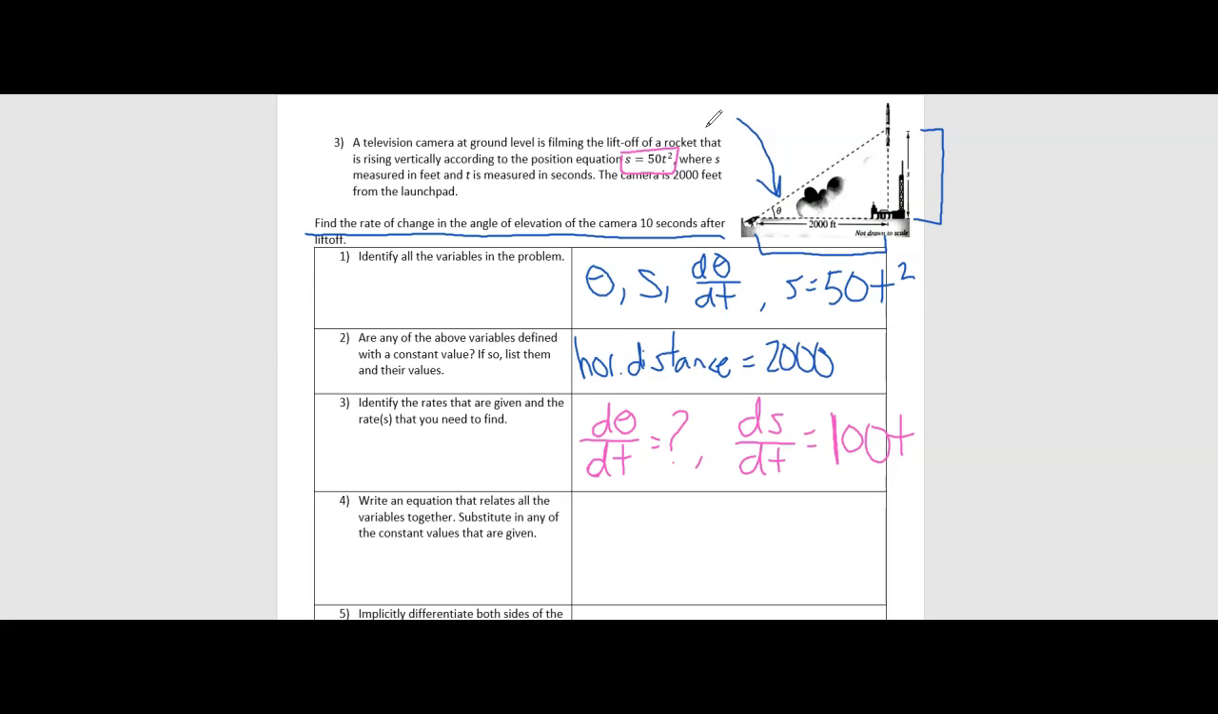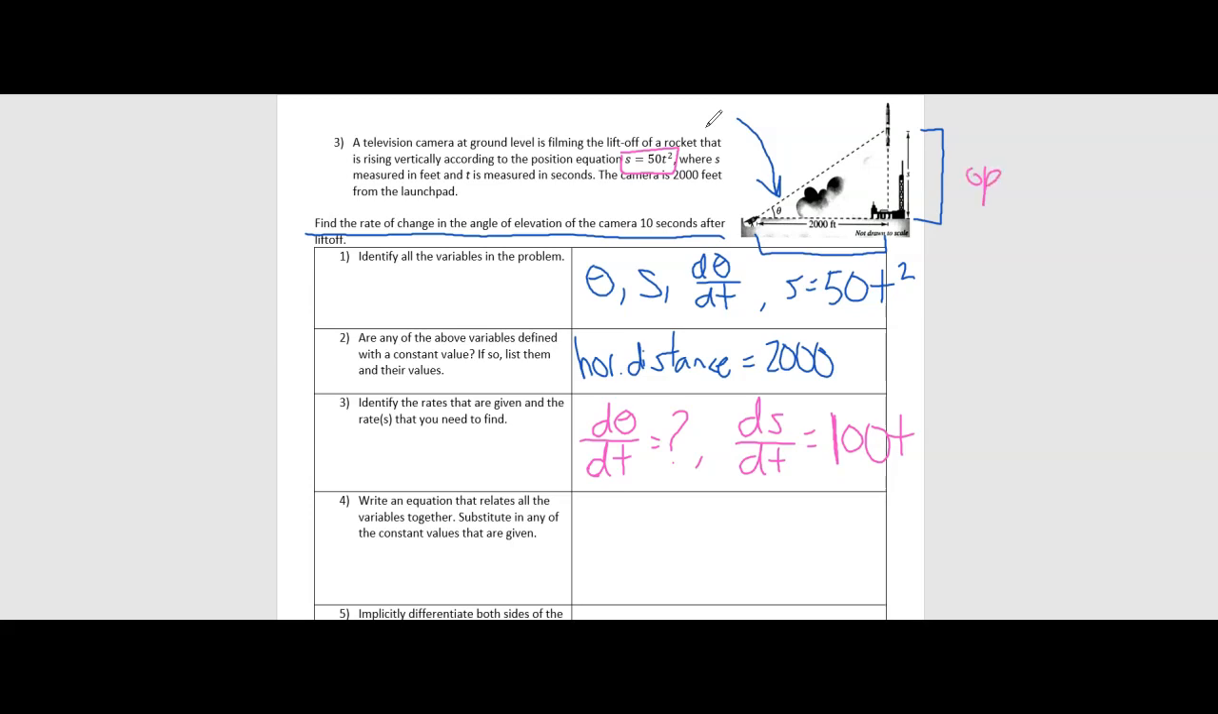Number 4 says, write an equation that relates all the variables together. Well, how can I relate theta with s and the constant 2000? Well, it's a right triangle, and if I'm talking about an angle, I'm going to use some trigonometry.